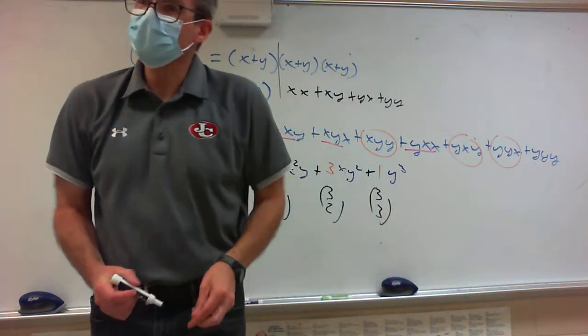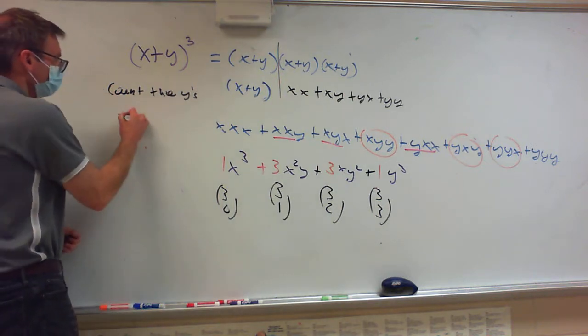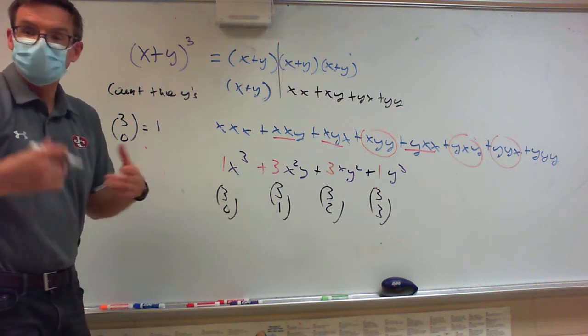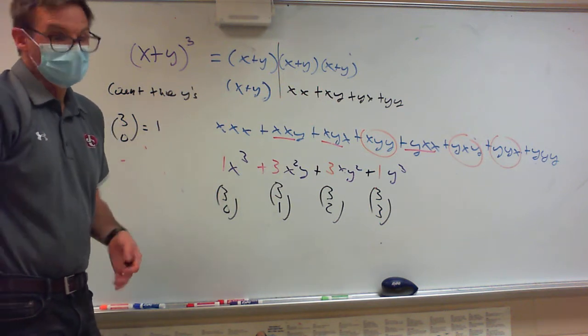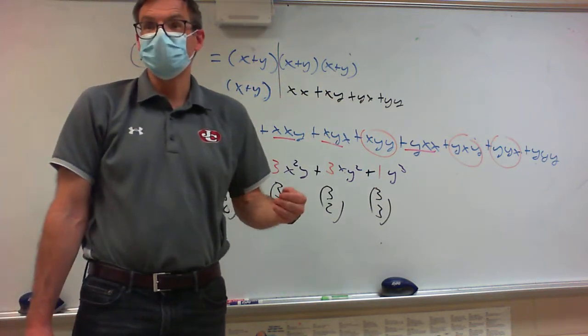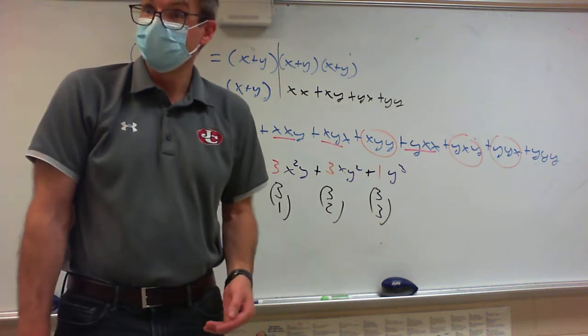And just for laughs and giggles, are we okay that 3, choose 0 is equal to 1? If you were to type that in your calculator, or you can actually think about it. If you have 3 people, how many ways can you choose none of them? Well, there's only one way, right?